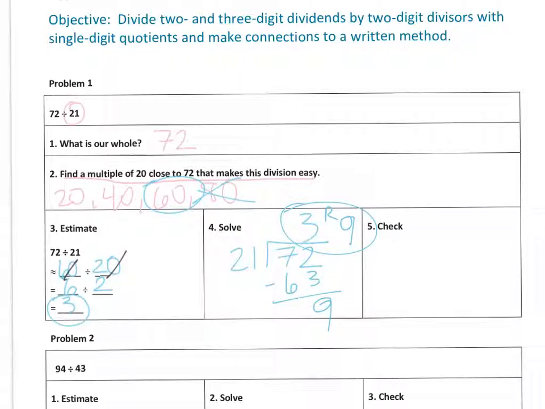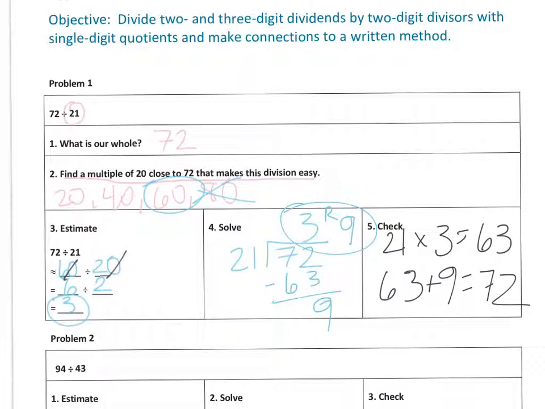And let's go ahead and check our work. 21 times 3, 63. 63 plus 9. Oops. Oh, mistakes. 63 plus 9, 72. All right, we're back to where we started. That means we must be right. Way to go, us.